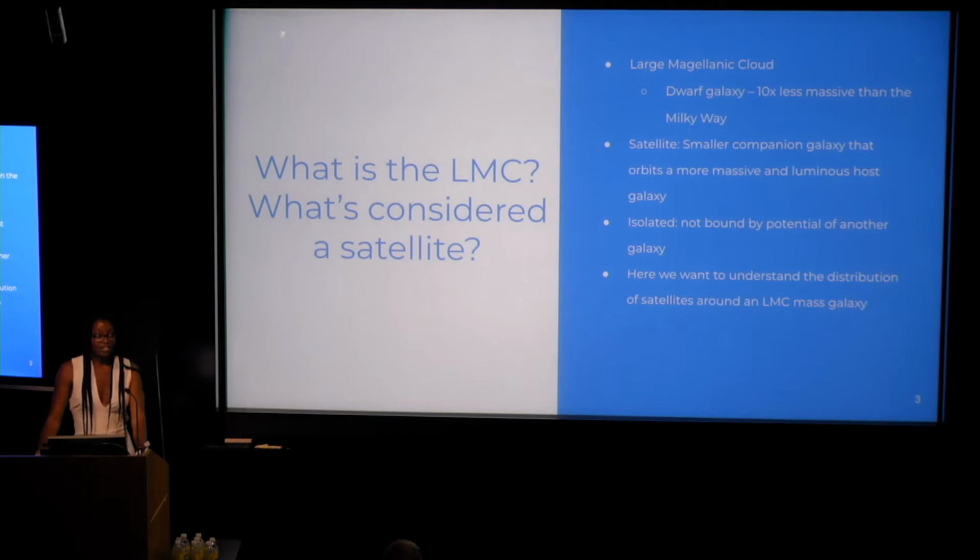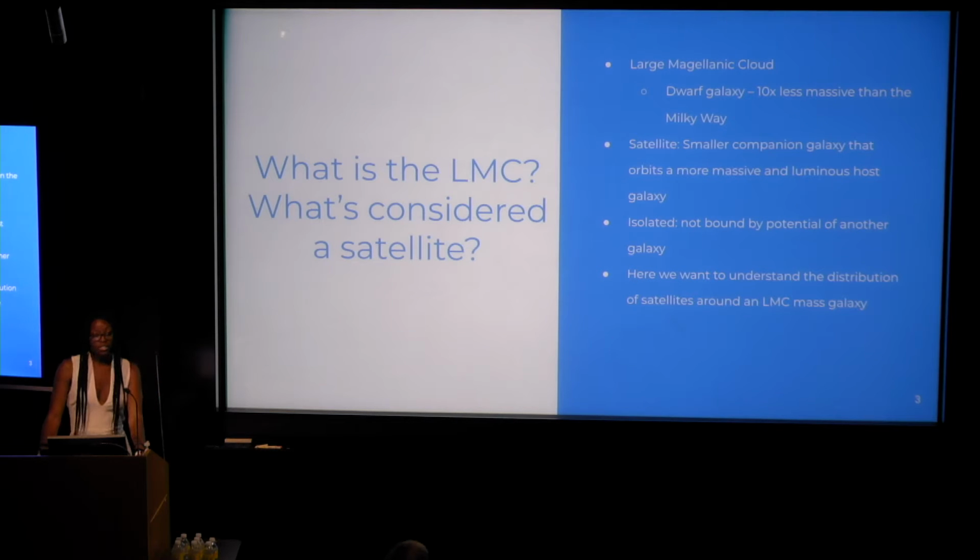So to start off with just a little bit of background, what is the LMC? The LMC is the Large Magellanic Cloud, and it's a dwarf galaxy about 10 times less massive than the Milky Way, and it is the largest known satellite of the Milky Way galaxy, aka our home galaxy.